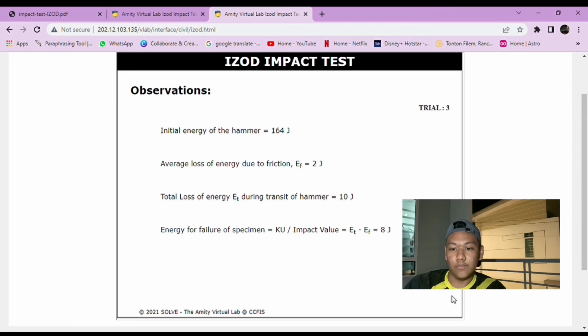Observation of trial 3. Initial energy of the hammer is 164 joules. Average loss of energy due to friction equals 2 joules. Total loss of energy during transit of hammer equals 10 joules. Energy for failure of specimen, ET minus EF, equals 8 joules.